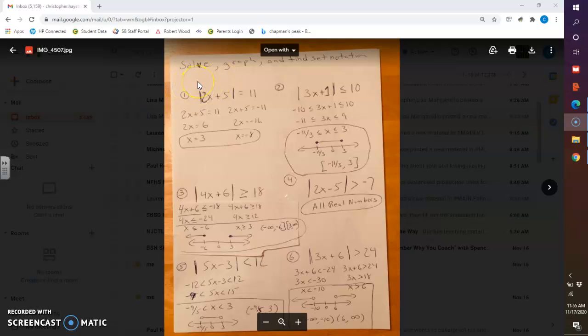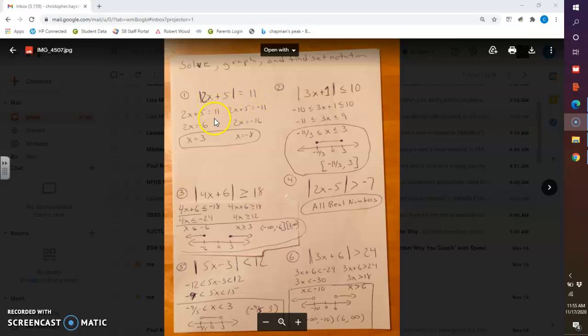All right, so this is your review for your test on absolute value and graphing it in set notation, as well as the review for parabolas and graphing those, as well as finding vertexes and additional points to graph it. So for absolute value, the first problem, we just have absolute value of 2x plus 5 equals 11.